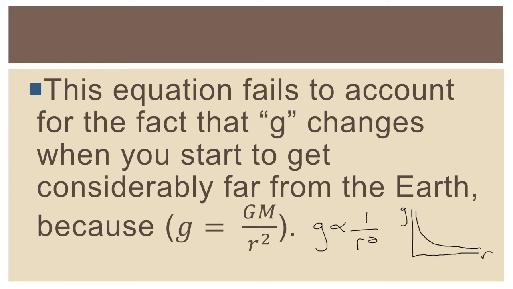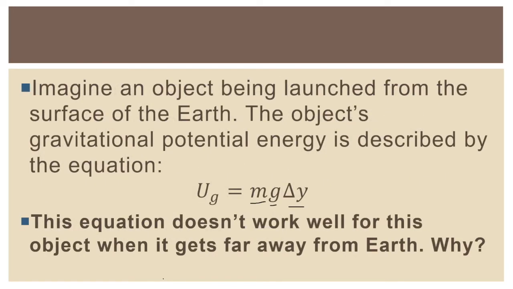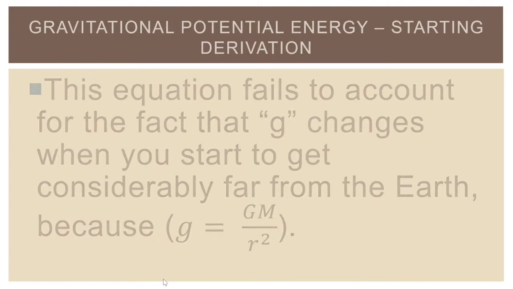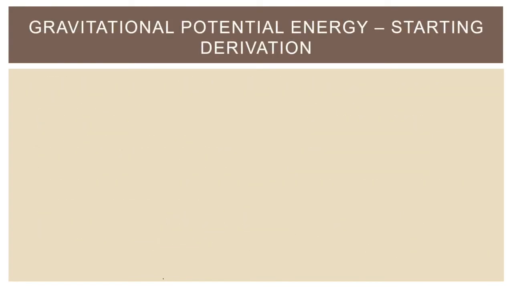And so the first step that we're going to take here is to very simply and straightforwardly come up with a basic expression, and that shouldn't be that terrible. We have an equation for g. We have an equation for the gravitational potential energy. What we're going to do first is just take our equation for g and plug it into our equation for gravitational potential energy. And so you could write this under the heading gravitational potential energy starting derivation.